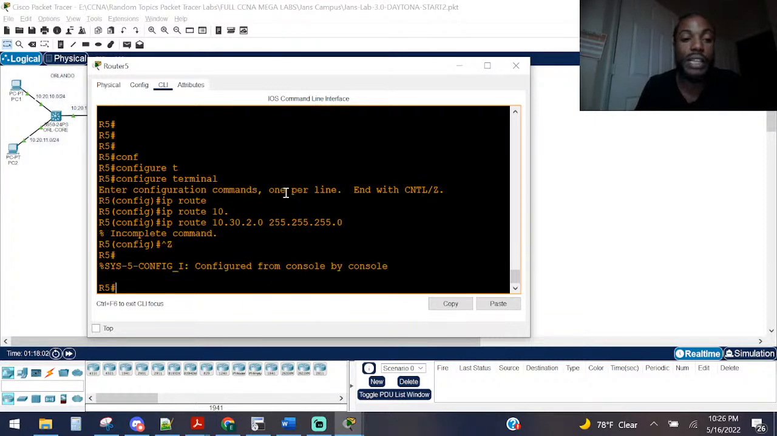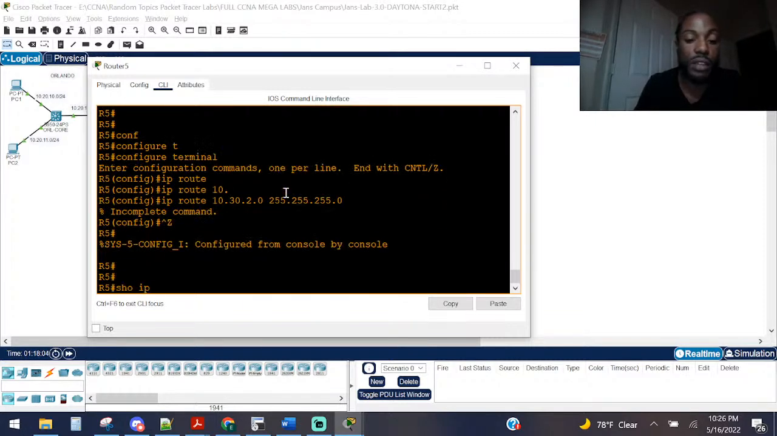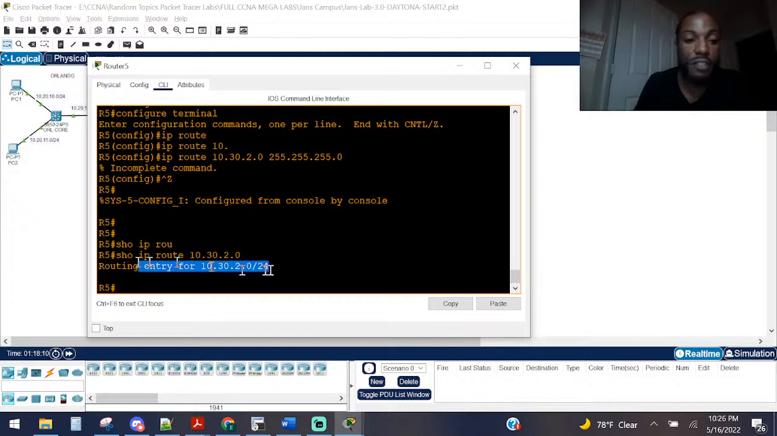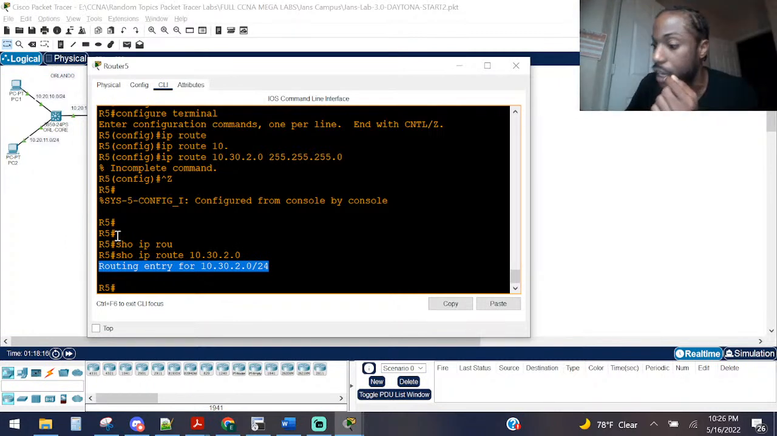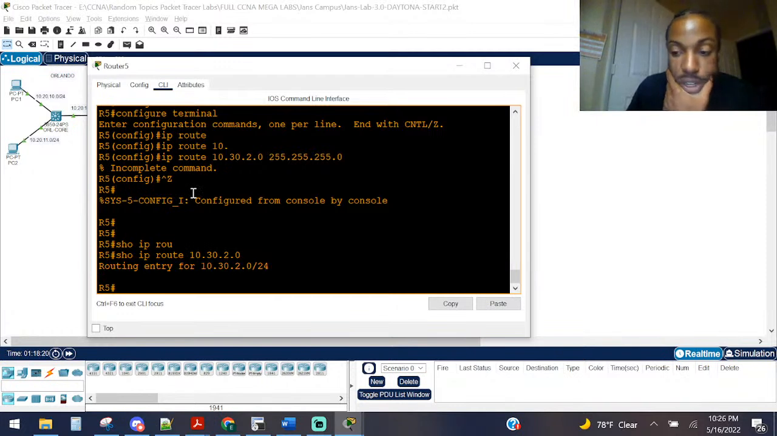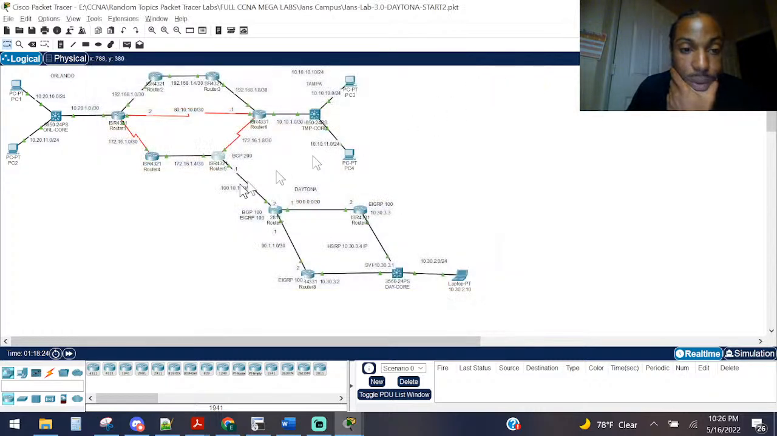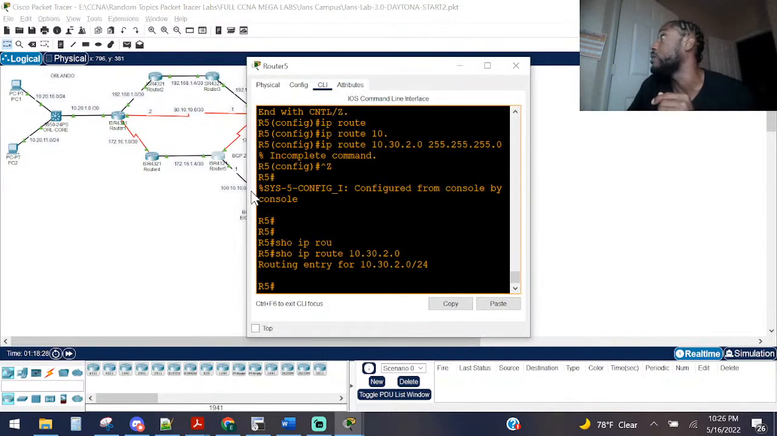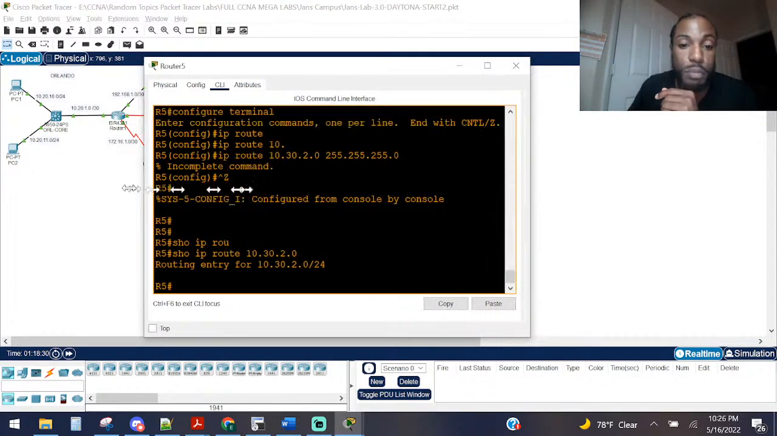Before I do that, let's see what it looks like when I do a show IP route to the 10.30.2.0 network. How do I get there? I have this weird looking entry. It just says routing entry for that /24. That's it. It doesn't really break it down for me. So what I'm going to need to do here is probably write out the static route manually and see. I can't remember how I solved this problem, but we'll see.